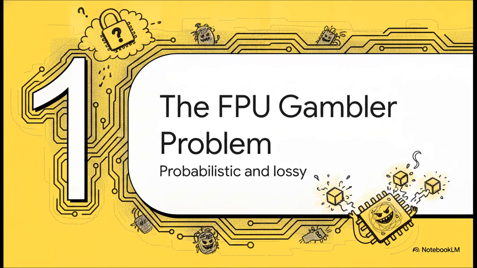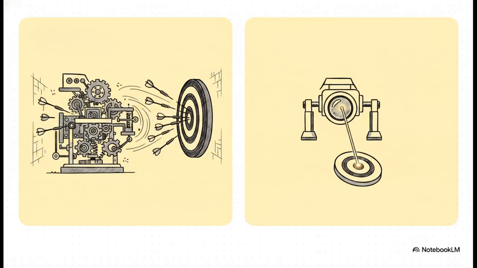All right, kicking things off with Section 1, the FPU gambler problem. What's really interesting about this is the stark contrast between two very different parts of a computer's physical brain. On one side, we have the floating point unit, or what we'll call the FPU gambler. It's wildly fast for sure, but it is highly probabilistic and lossy. It essentially throws darts at a dartboard to guess complex math, and it relies on completely secret proprietary seed tables burned directly into the silicon by the chip manufacturers.